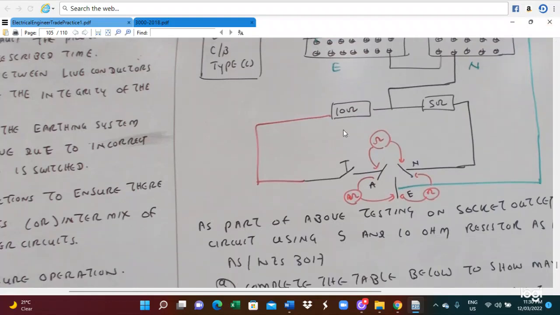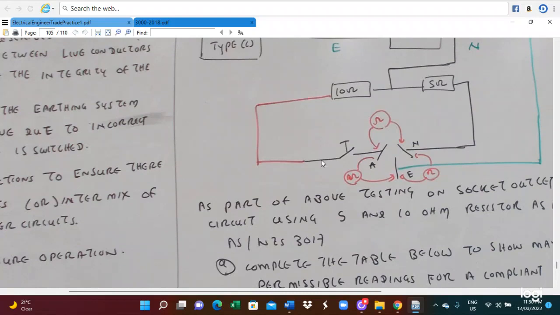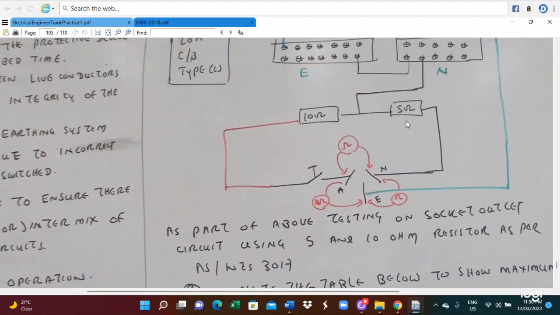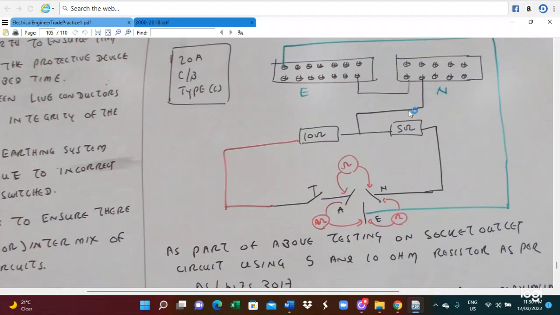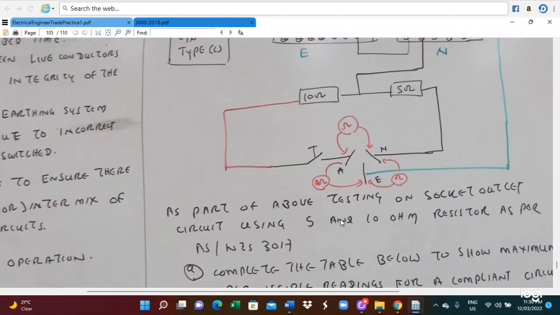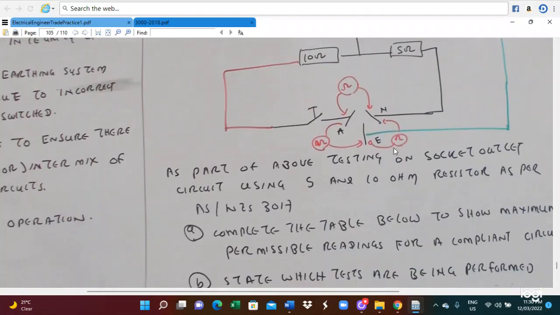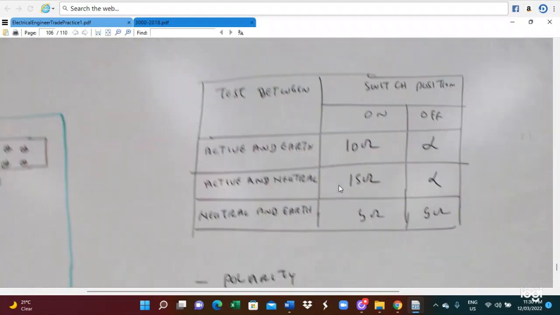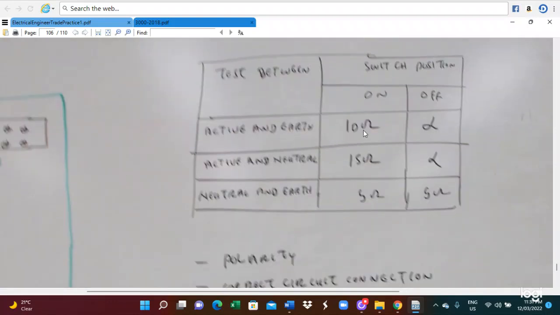In this connection diagram, we see that here is a 10 ohm and here is a 5 ohm, connected like this, with the neutral link here. We measure the 10 ohm and 5 ohm resistances. By this way, we can measure the polarity, as in the ESR-3017 rule. Active to earth, switch on, is 10 ohm, and switch off is infinity. Active to neutral, switch on, is 15 ohm, and switch off is infinity. Neutral to earth, switch on, is 5 ohm, and switch off is 5 ohm. This is the way we have to connect.